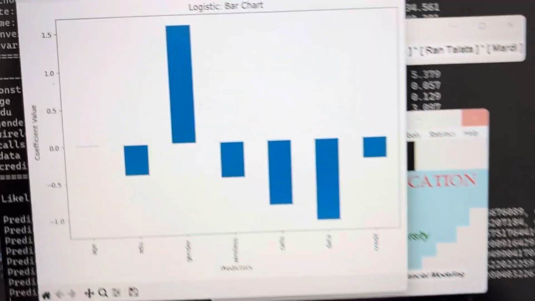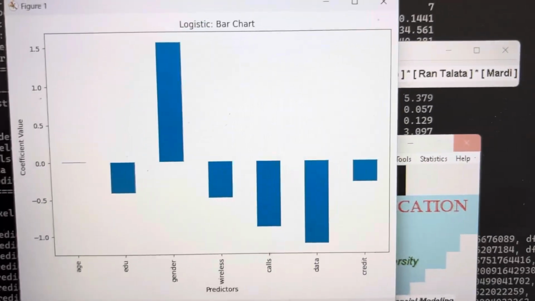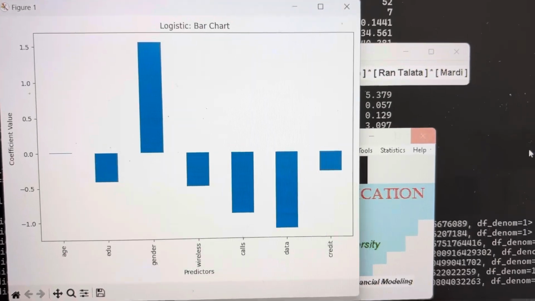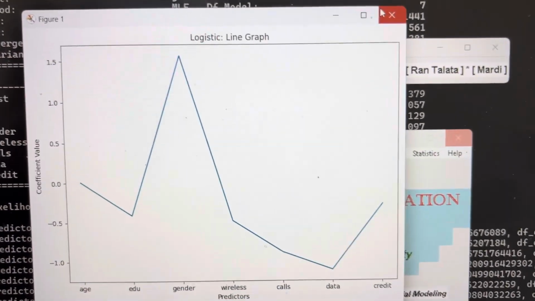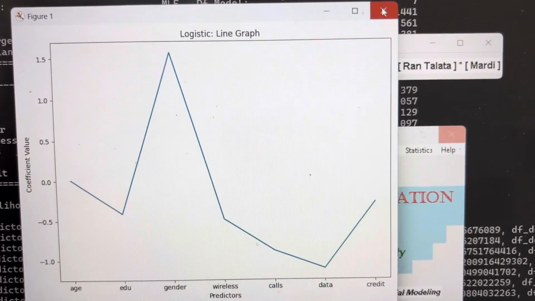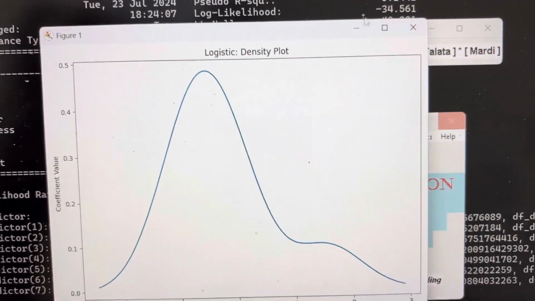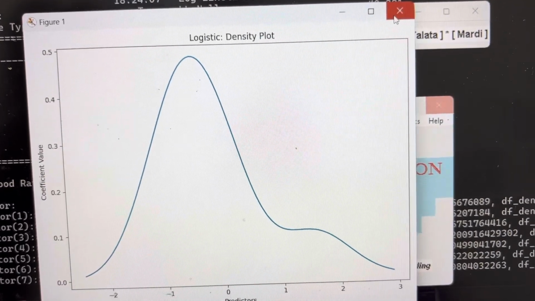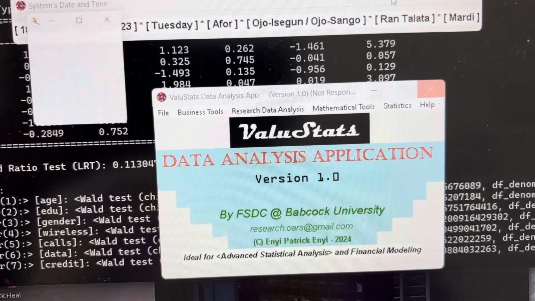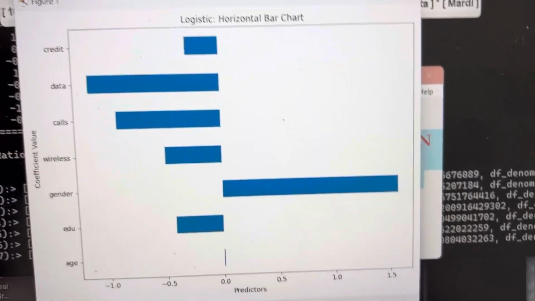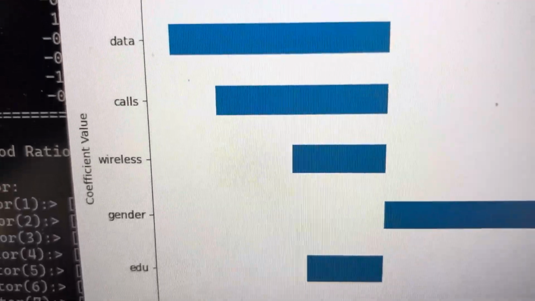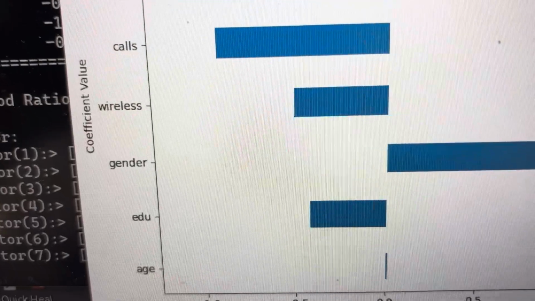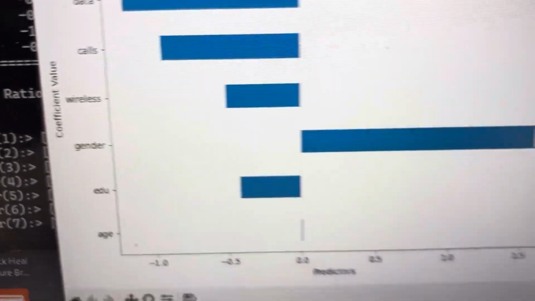I think it has finished. So now, first it is showing us the plots, the bar chart first. And this is a line graph. This is the density plot. This is the bar chart, but this one is a horizontal bar chart of what we have. You can see data, credit, calls, wireless, gender, education, and then age. You see the way they are.